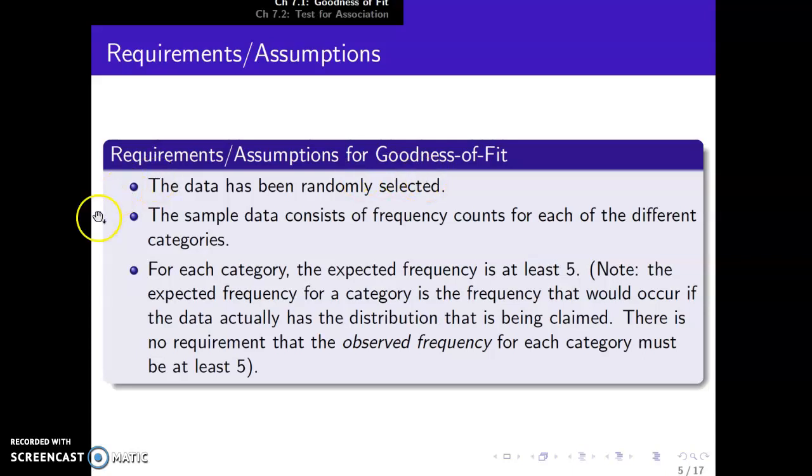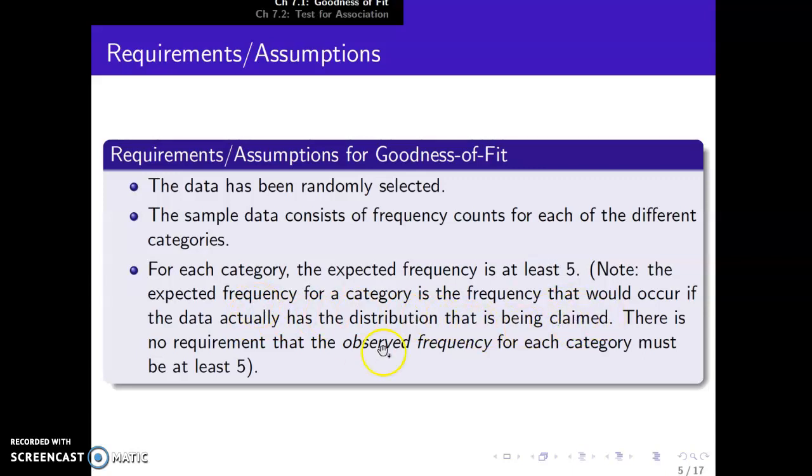The sample data consists of frequency counts for each of the different categories. So we have that. We have 3 different categories in the one categorical variable of fantasy series. For each category, the expected frequency is at least 5. I'll note here the expected frequency for categories is the frequency that occurs if the data actually has the distribution that is being claimed.